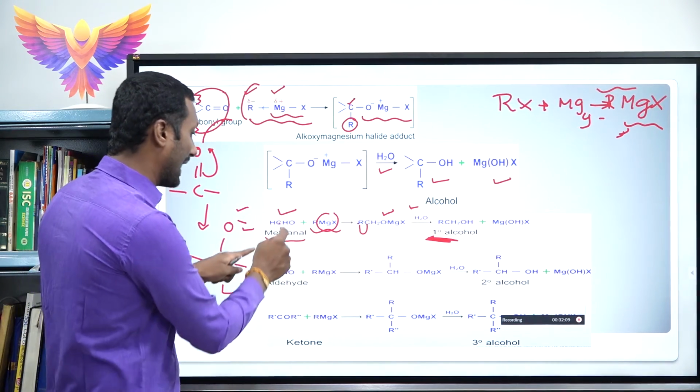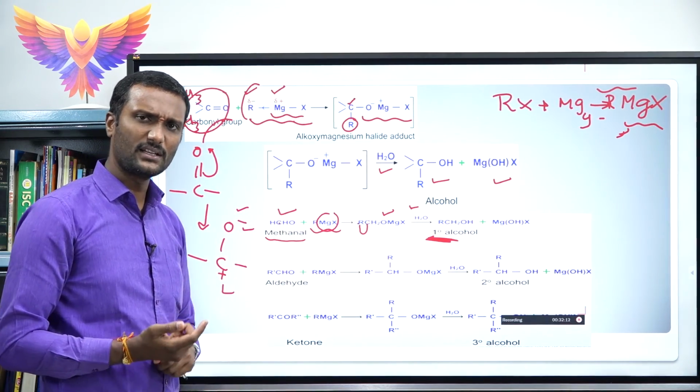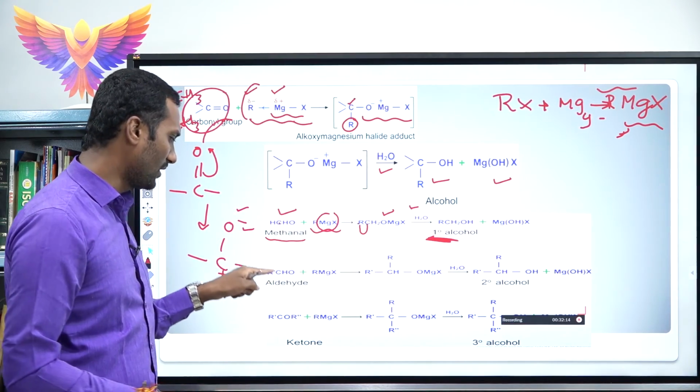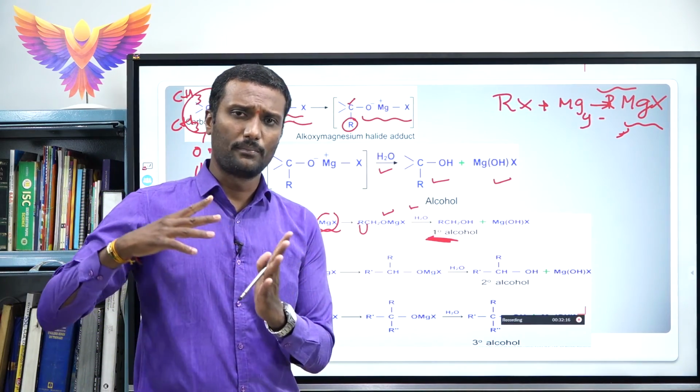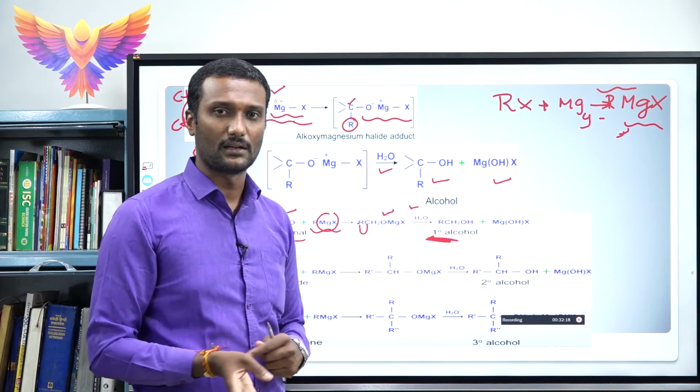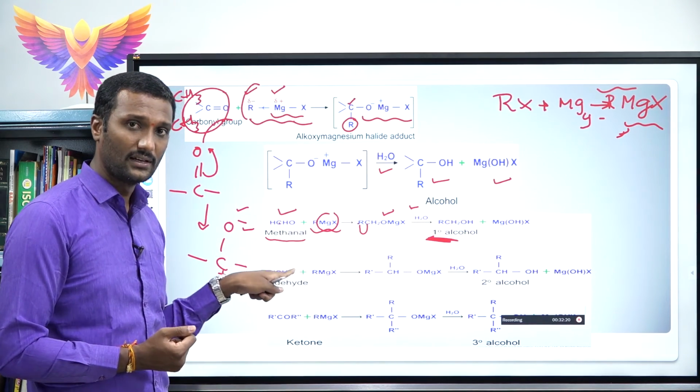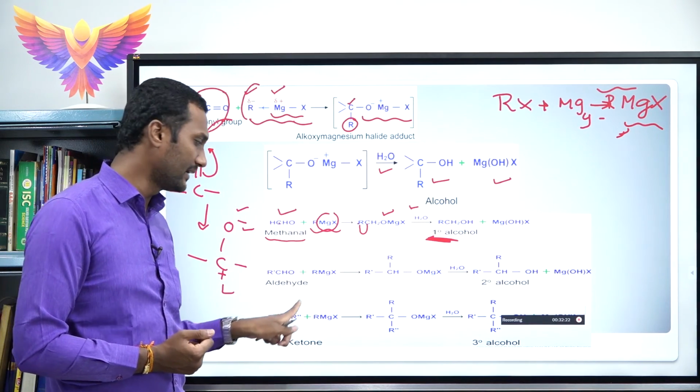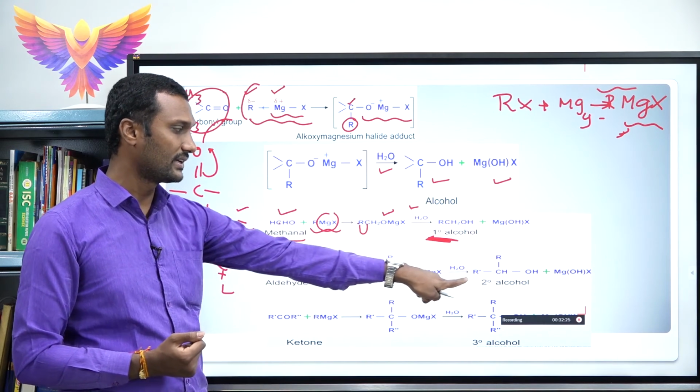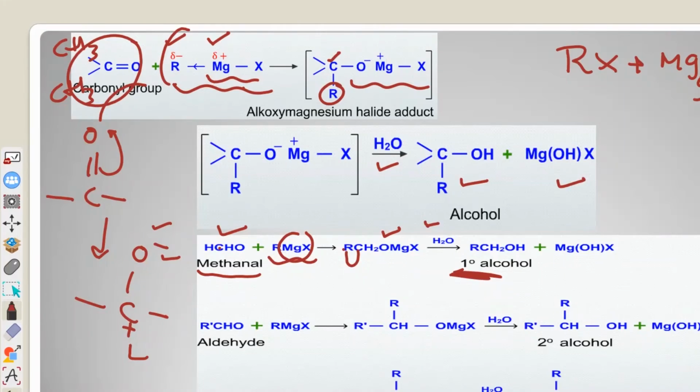Suppose you take something other than formaldehyde, such as ethanal, propanal, butanal, any aldehyde other than formaldehyde. If you react it with a Grignard reagent, then you will get a secondary alcohol. The mechanism is the same: the alkyl group attaches where there is a deficiency of electrons, on the carbon, and it gives a 2 degree alcohol.